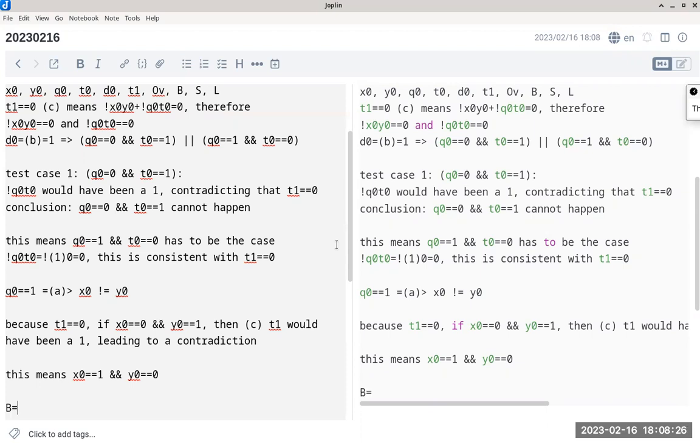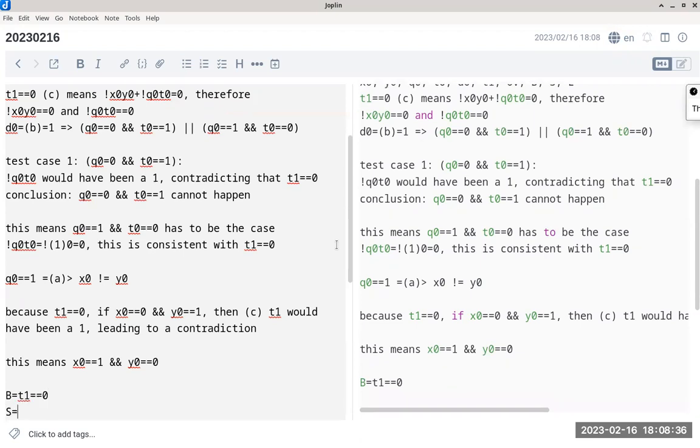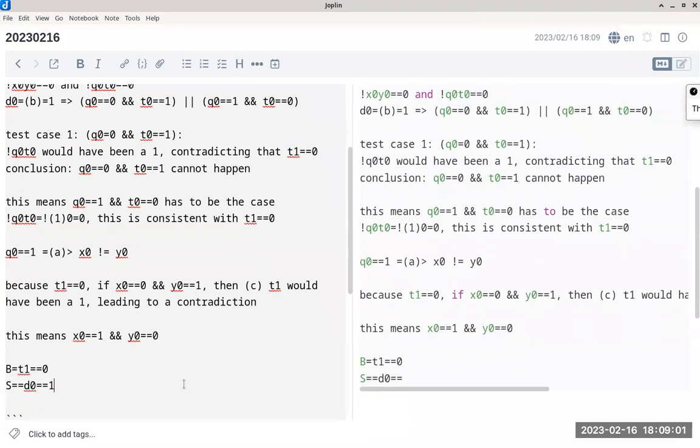The borrow flag is easy. The borrow flag is really just T1 in this case, which is already given to you as 0. Okay, that's an easy one. Then the next easy one is the sign flag. The sign flag, by definition, is the most significant bit of the number, which in this case is D0. And we figured out D0 already, and it is, where is it? It's a 1. It's given. Oh, okay, right here. It's actually given to us. So that's an easy one too.